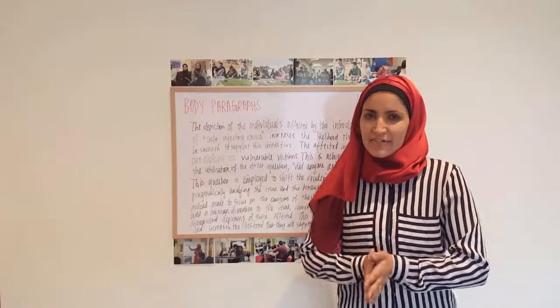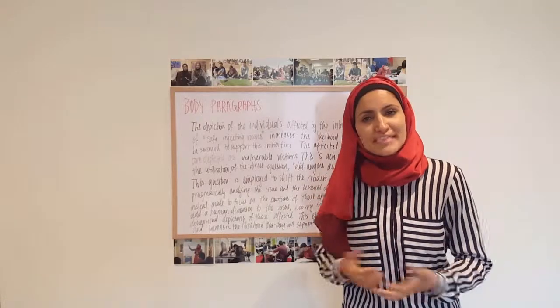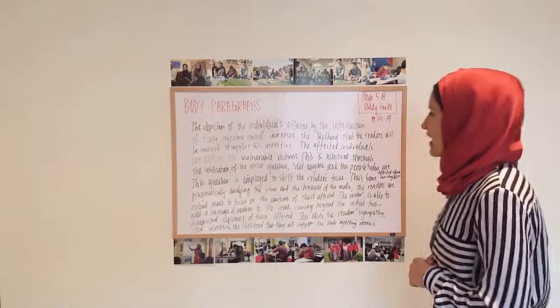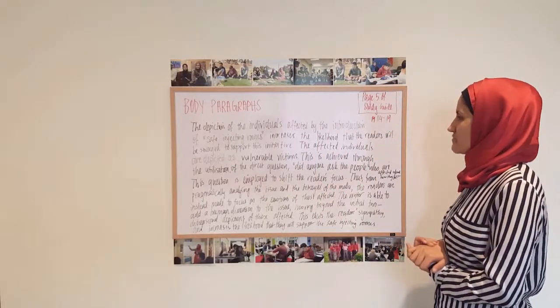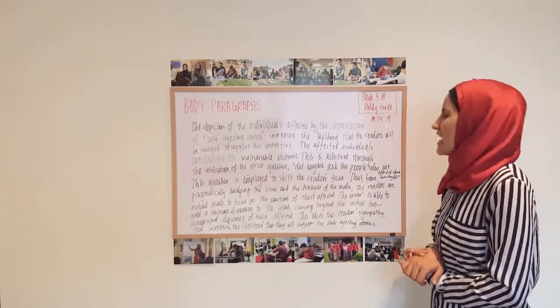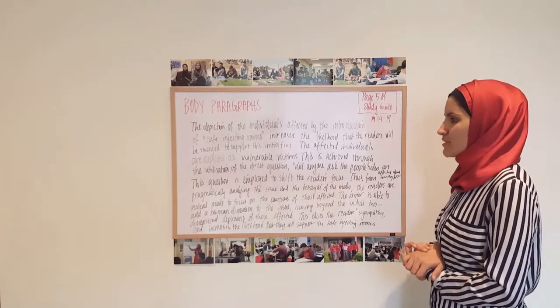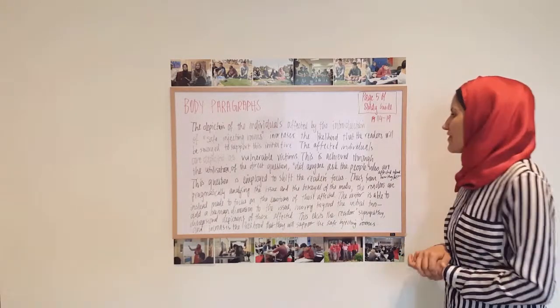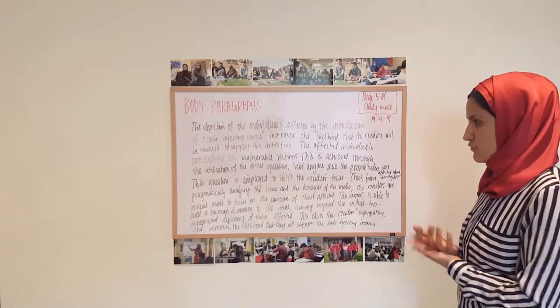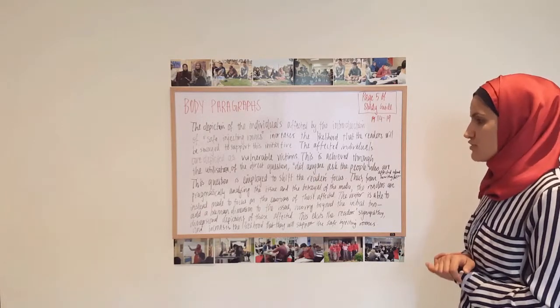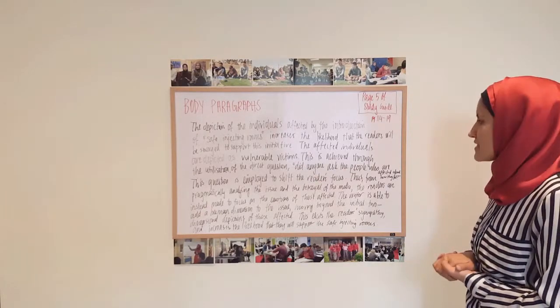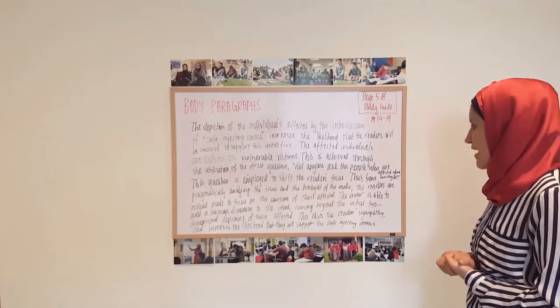So this is another example of a body paragraph. Let's read it together and then I'll explain. So the depiction of the individuals affected by the introduction of safe injecting rooms increases the likelihood that the readers will be swayed to support this initiative. The affected individuals are depicted as vulnerable victims. This is achieved through the utilization of a direct question. Did anyone ask the people who are affected about how they feel?